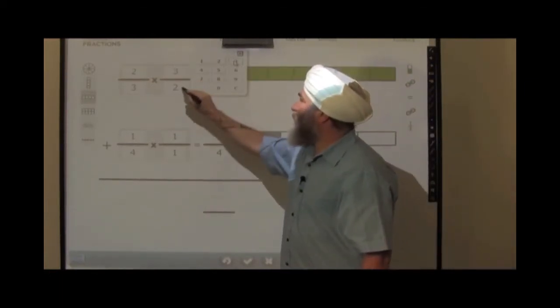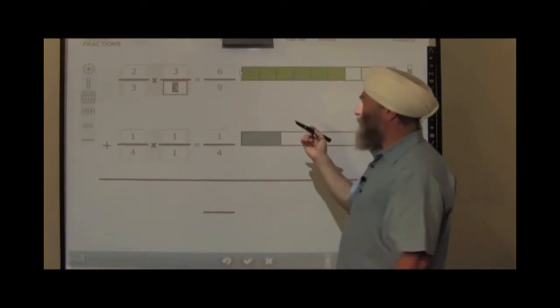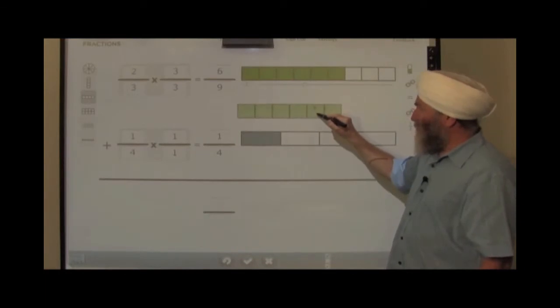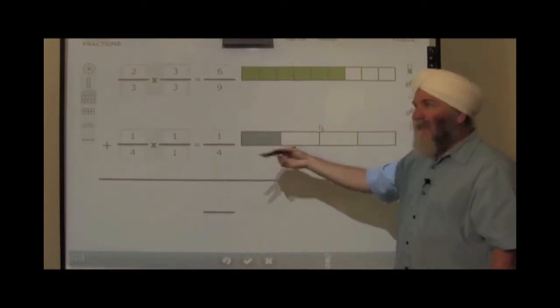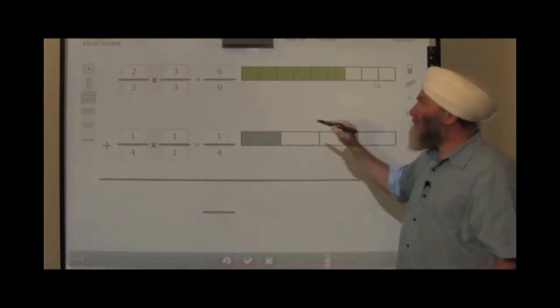The students can experiment on their own. I don't need to lead them in this. They can be at the board, at their own computers, and working with this. If we take 2/3 times 3/3, we get 6/9. Can we express fourths as ninths? Is there commonality? Not yet.